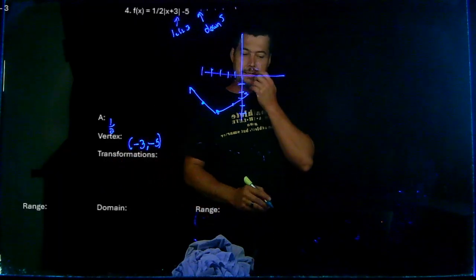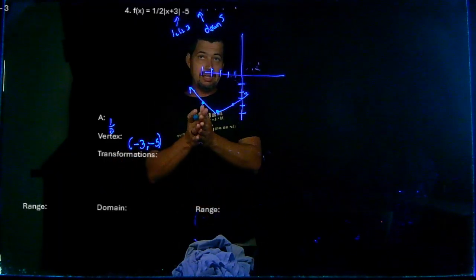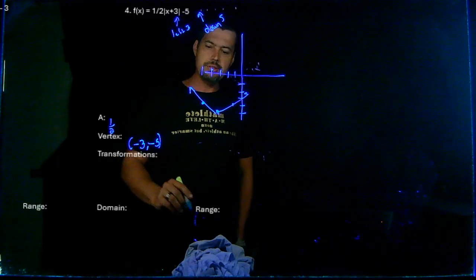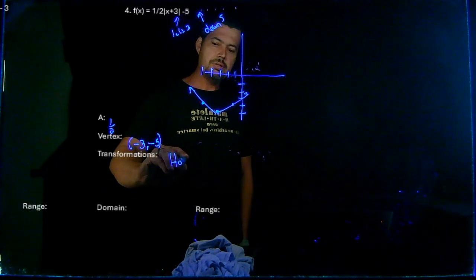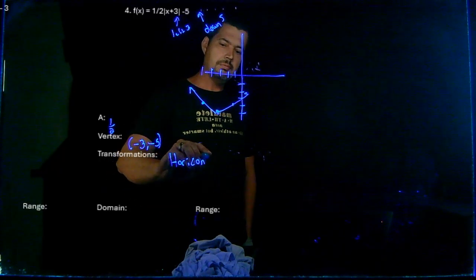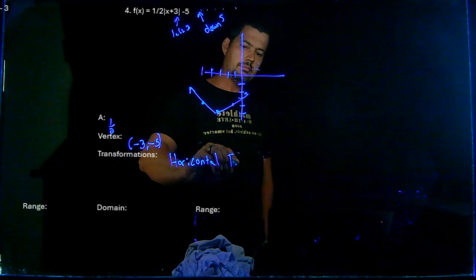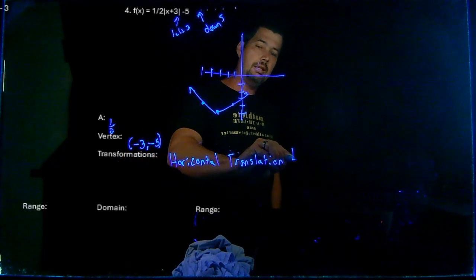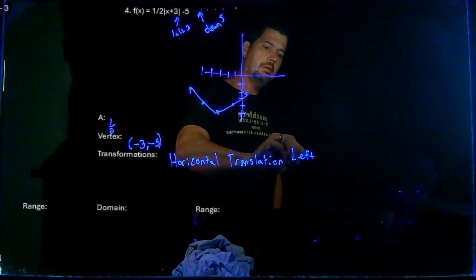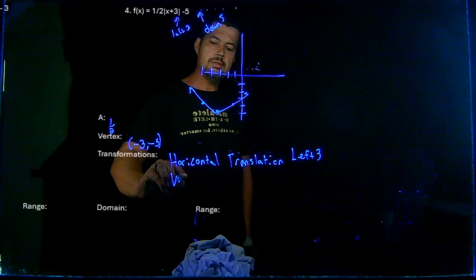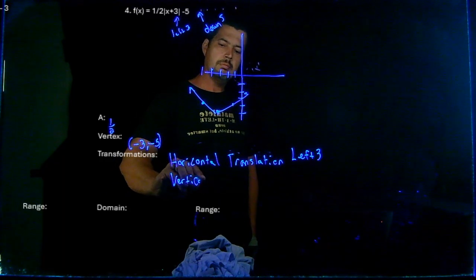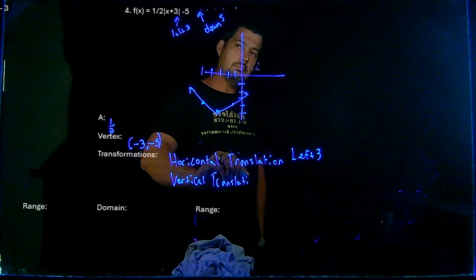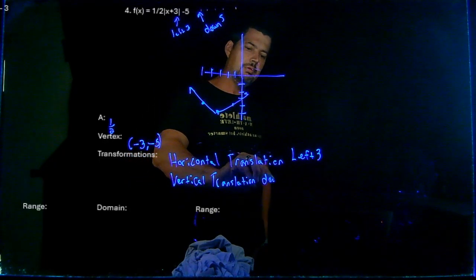The transformations that I see is obviously that I went left 3 and down 5. That's a big one. Those are called horizontal and vertical translations. There is a horizontal translation, and it is left 3. There is a vertical translation, and it was down 5.